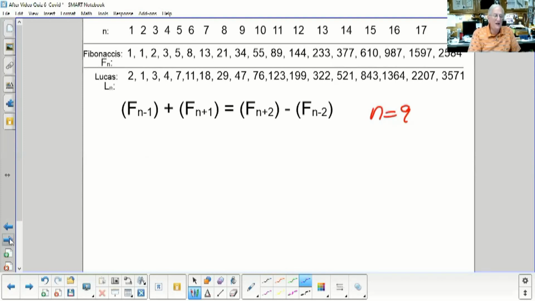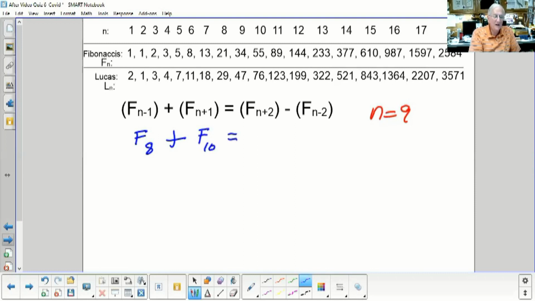So if we use n is equal to 9, let's see what this first formula would put out for Fibonacci numbers we're going to check. All right. F9, if I put 9 in for n in the first piece here, I get what? F sub 8. If I put 9 in the second piece of the expression, I get F sub 10.